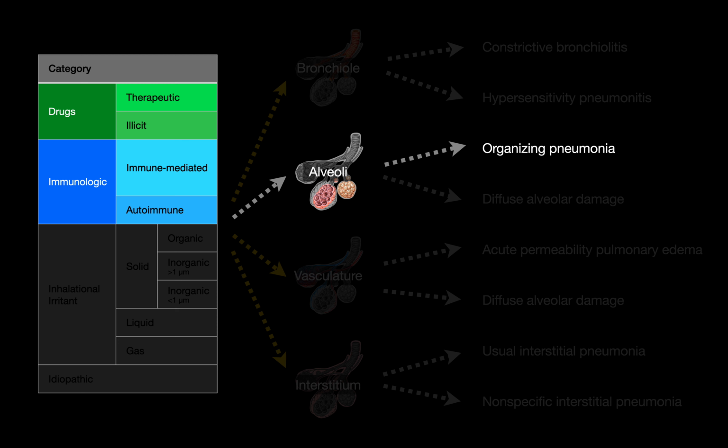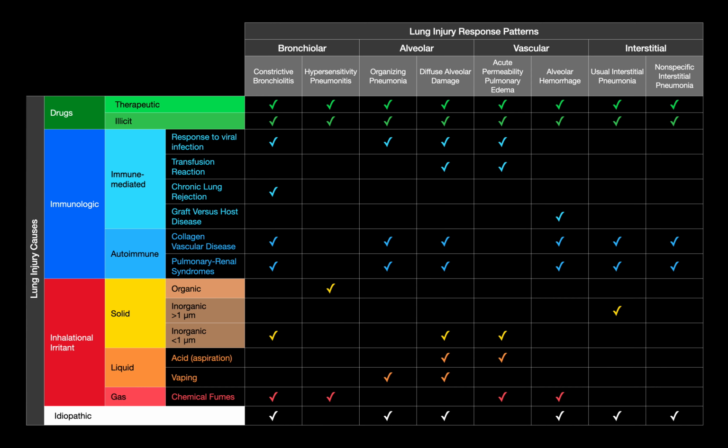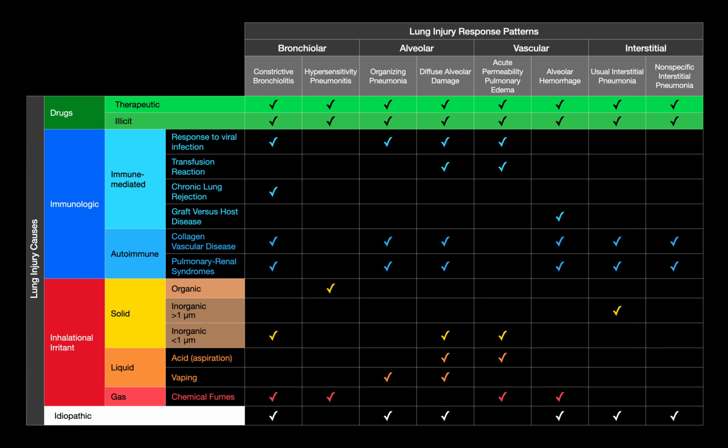If we go through each and every disorder, we can construct a summary table that looks like this, which summarizes the relationship between different insults and different lung injury response patterns. A few takeaways from this table. As classes, both therapeutic and illicit drugs are linked to every one of the lung injury response patterns we've reviewed. That means that whenever someone speaks of drug toxicity or drug-induced lung injury, they could be referring to drug-induced constrictive bronchiolitis, drug-induced organizing pneumonia, drug-induced diffuse alveolar damage, drug-induced usual interstitial pneumonia, and so on.